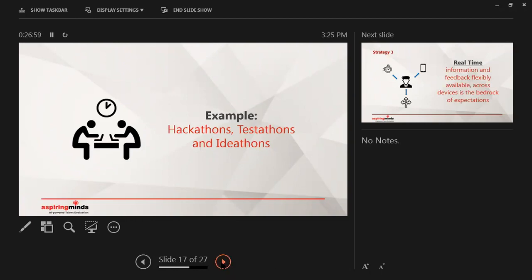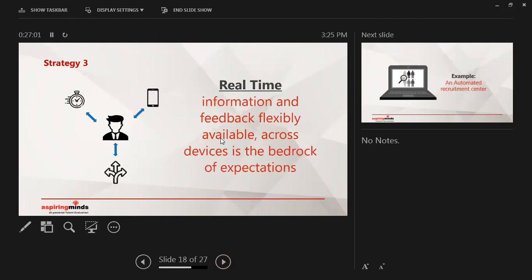I'll move on. The third part is simply to have it all in real time. Real-time information, if available flexibly across devices, is now becoming the bedrock of all expectations. I'll quickly show you an example because I think you understand all of this very well.